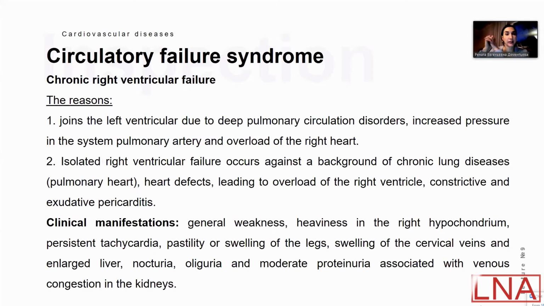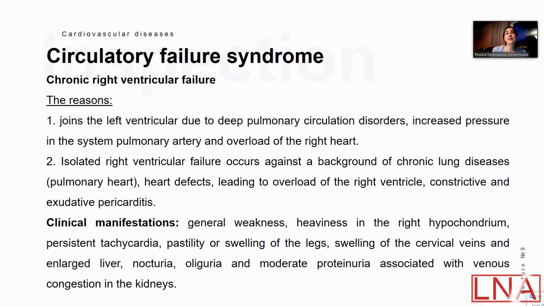Left side heart failure. Chronic right failure. The reason for development is the left ventricle, due to deep pulmonary circulation disorders, increased pressure in the pulmonary artery system and other loads on the right heart. Isolated right ventricular failure occurs against the background of chronic lung disease, pulmonary heart defects leading to overload of the right ventricle, constrictive and exudative pericarditis.